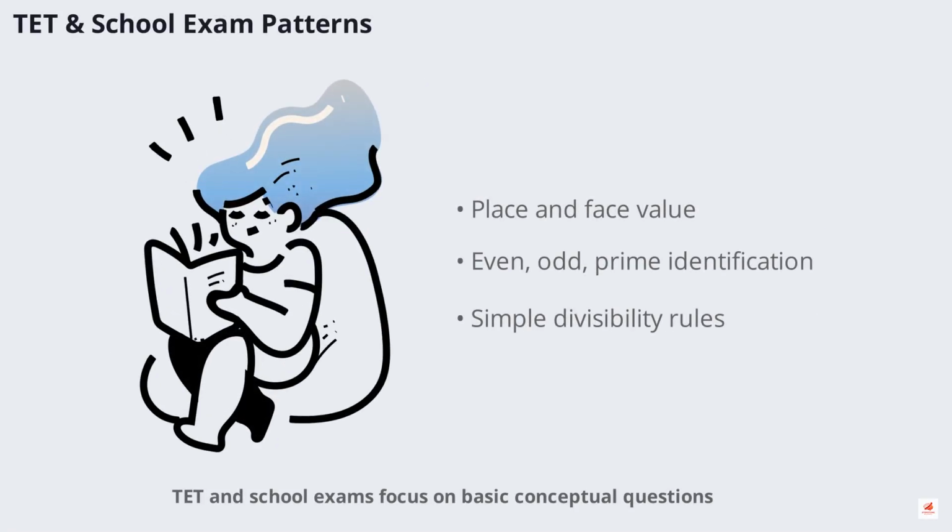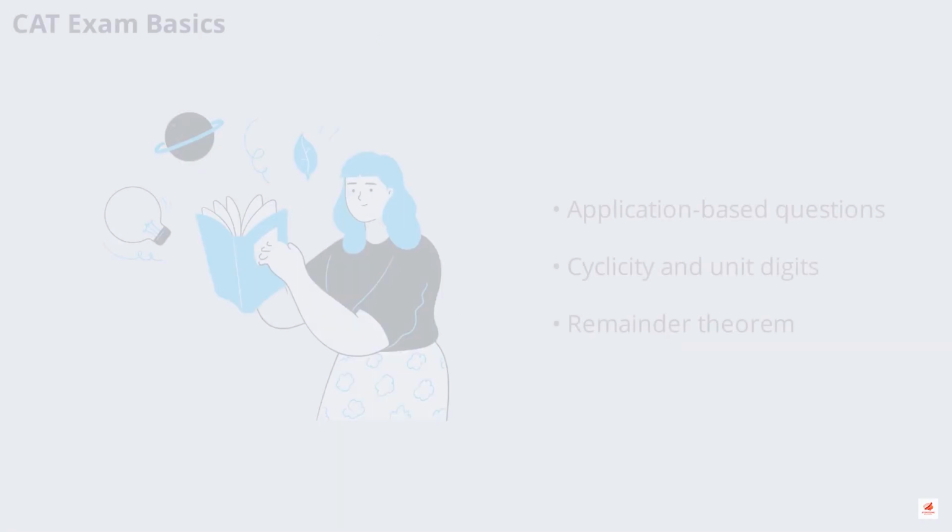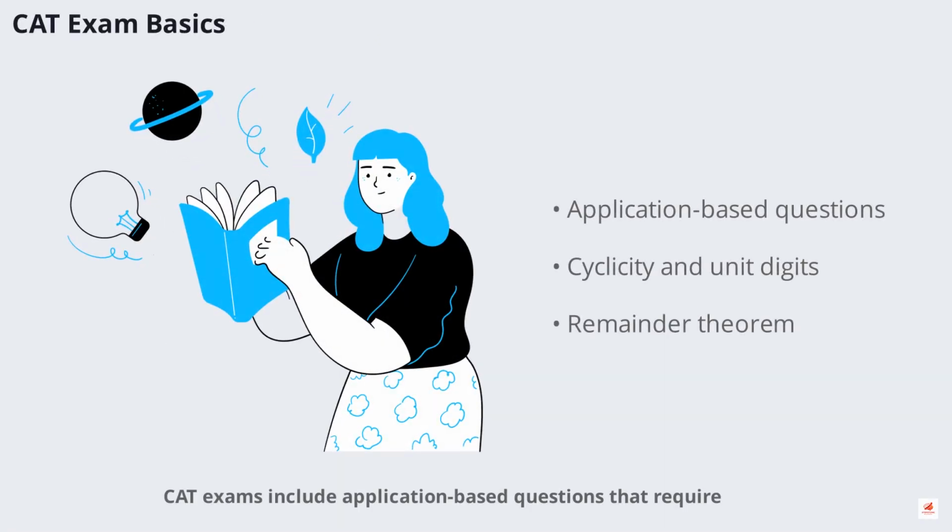TET and school exams focus on basic conceptual questions that test your fundamental understanding of the number system. Topics include place value, face value, even and odd numbers, and simple divisibility rules. These questions are usually straightforward but require a clear grasp of the basics. CAT exams include application-based questions that require logical thinking and the integration of multiple concepts. You'll need to apply your knowledge of number properties, cyclicity, unit digits, and remainder theorems. These questions are more challenging and require a deeper understanding of the number system.